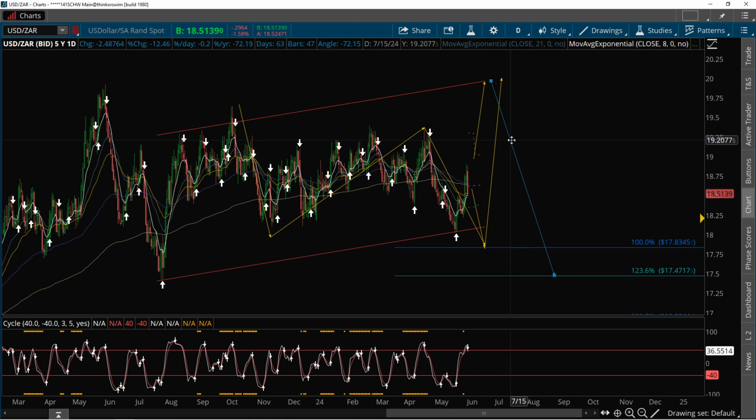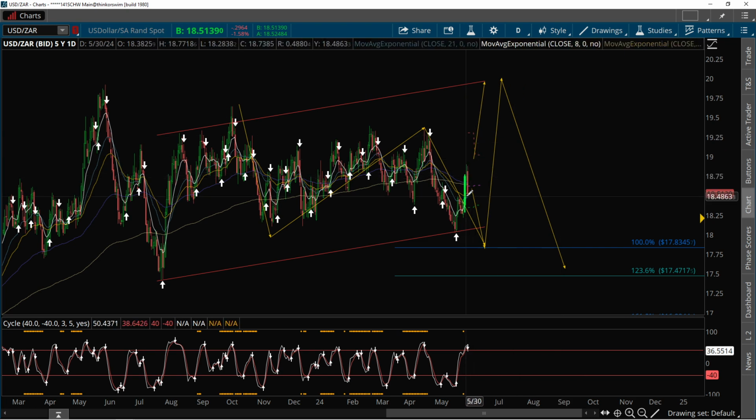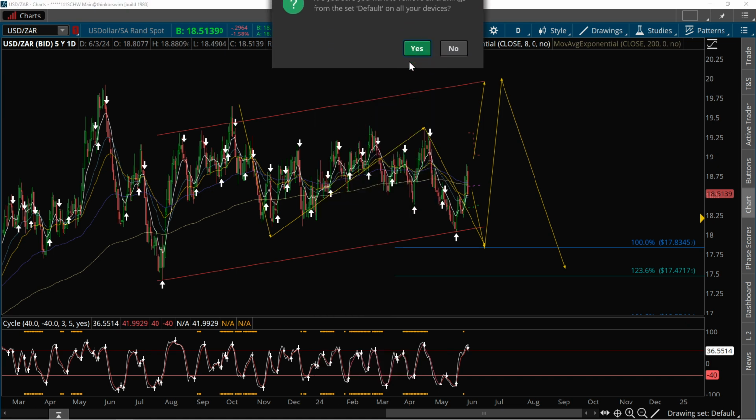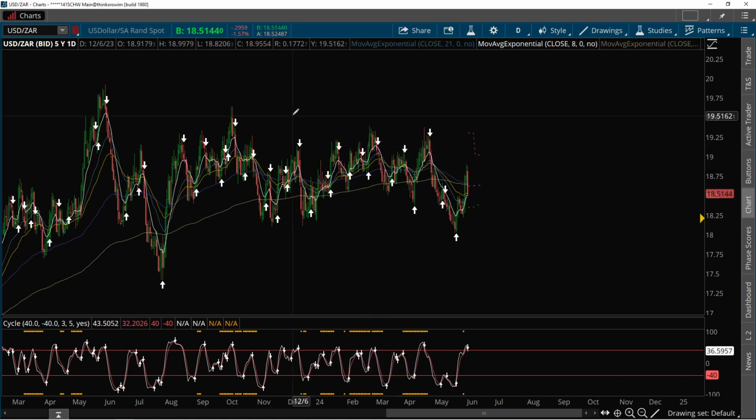All right, or you could be ready to go right now, right? Because we have a weekly close above the 8, and this is just a pullback. So that is what we're looking for on USD ZAR. I'll put the 100 back on so you can see it.